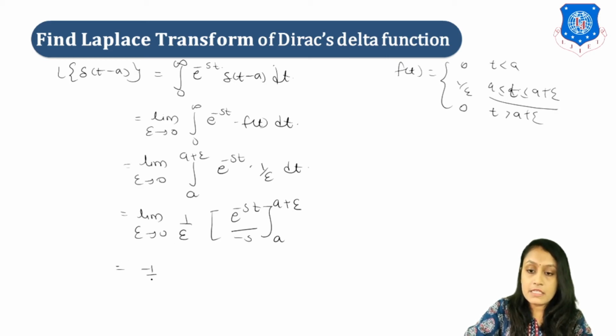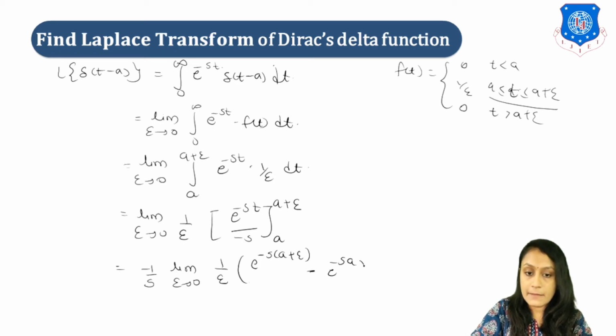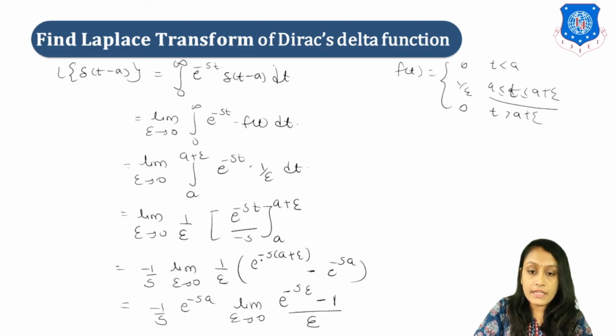Now we'll bring this minus 1 upon s outside. Limit epsilon tends to 0, 1 upon epsilon, and now e raised to minus s into a plus epsilon, minus e raised to minus s a. In place of t, we have to substitute firstly a plus epsilon and then a. Now here limit depends on epsilon, so this e raised to minus s a is constant. So we'll take this e raised to minus s a outside, and limit epsilon tends to 0, here we have e raised to minus s epsilon minus 1 upon epsilon. I have taken this e raised to minus s a outside from this term also, so here we have minus 1, and here we have only e raised to minus s epsilon.